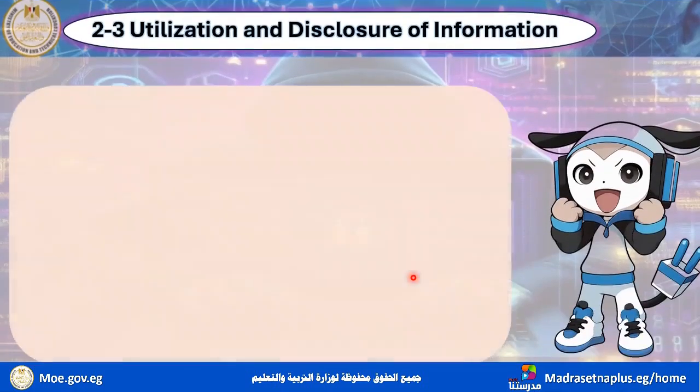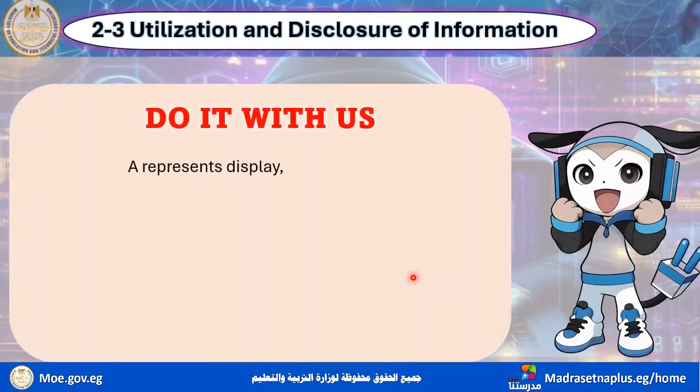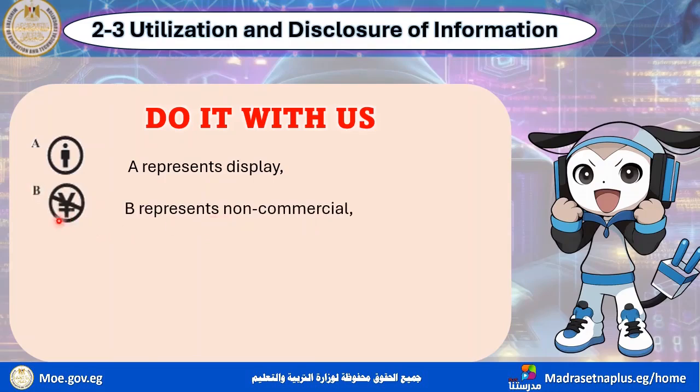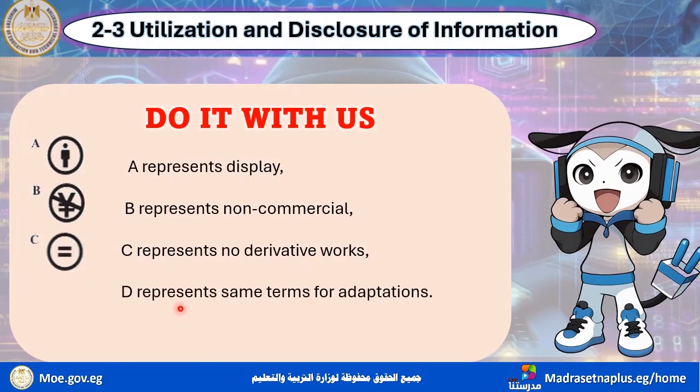Okay, so be with me, please. Starting with what represents attribution display. It's BY, of course. And D represents non-commercial. Do you remember the shape? Yes, exactly. This is the sample of non-commercial. What represents no derivative works? Okay, don't change it. It's this. This is the sample for no derivative works. And to represent same terms for adaptations, of course, this is the sample for it.